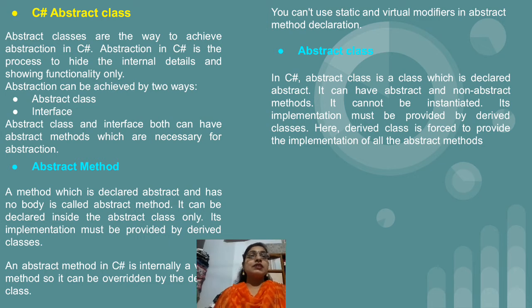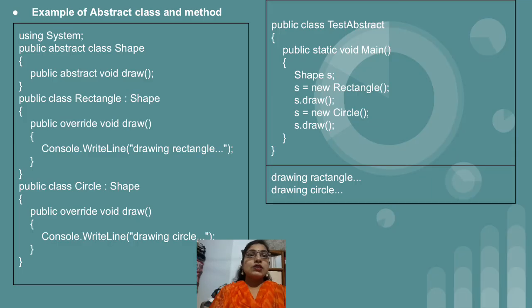Now we are going to see its example. So this is the example of abstract class and method. First we have created an abstract class, that is abstract class Shape. After that, within that abstract class we are having an abstract method. To declare the abstract method, we have written public abstract void draw.